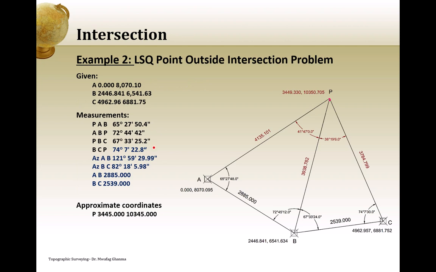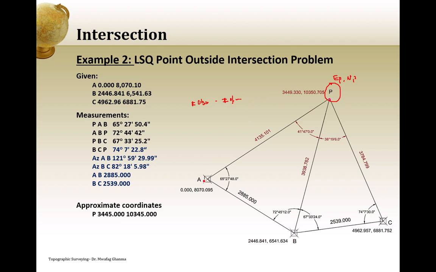As we said, you can add more observations. The more the observations, the more the redundancy. So we know the redundancy is the difference between the number of observations minus the number of unknowns. Unknowns, we have P, EP, and NP. The more redundancy, the better, the stronger.